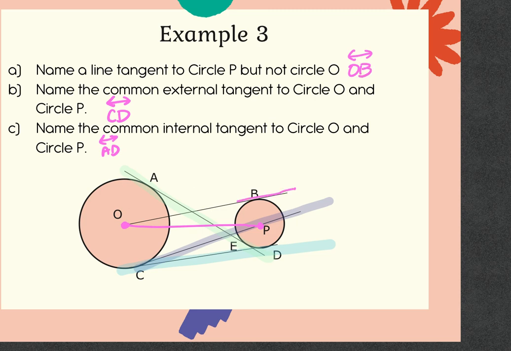So that one is tangent to circle P, but not circle O. Thank you for catching that. Questions?